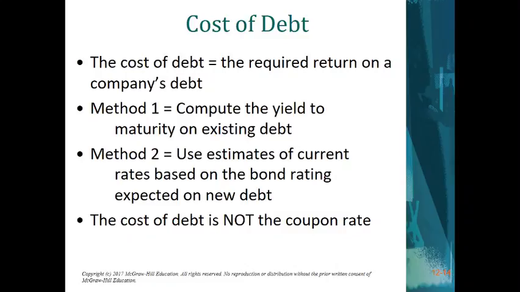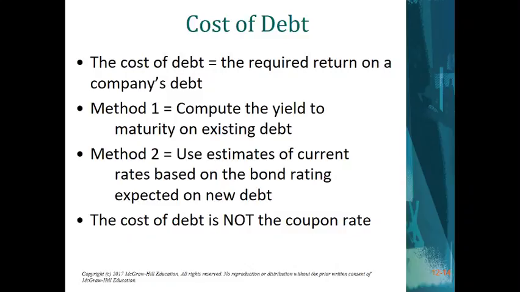So the cost of debt equals the required return on a company's debt. One method is to compute the yield to maturity on the company's existing debt. So if they had several outstanding bonds, you could take all the bonds and figure out the yield to maturity on them and get a good idea of what the cost of debt is.